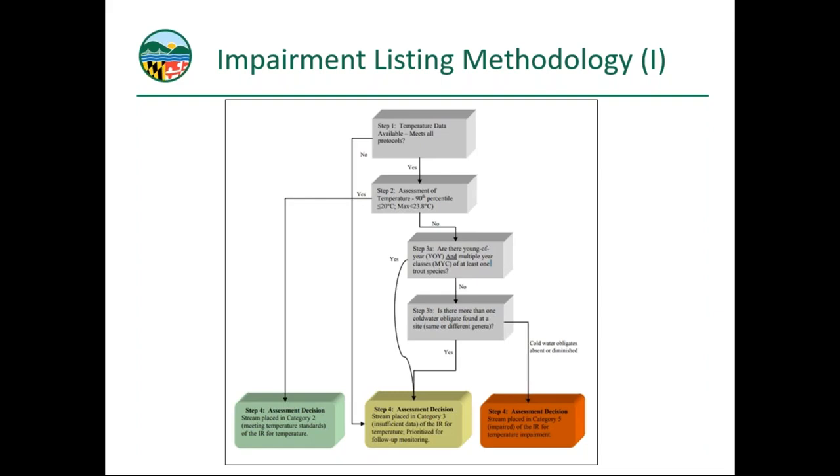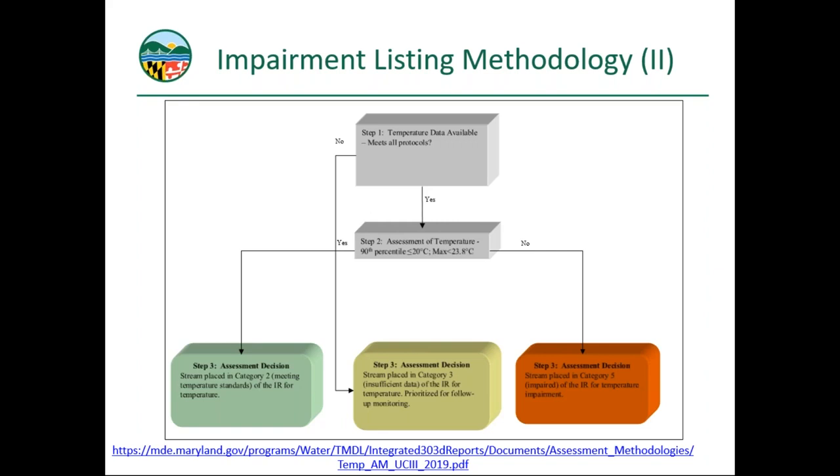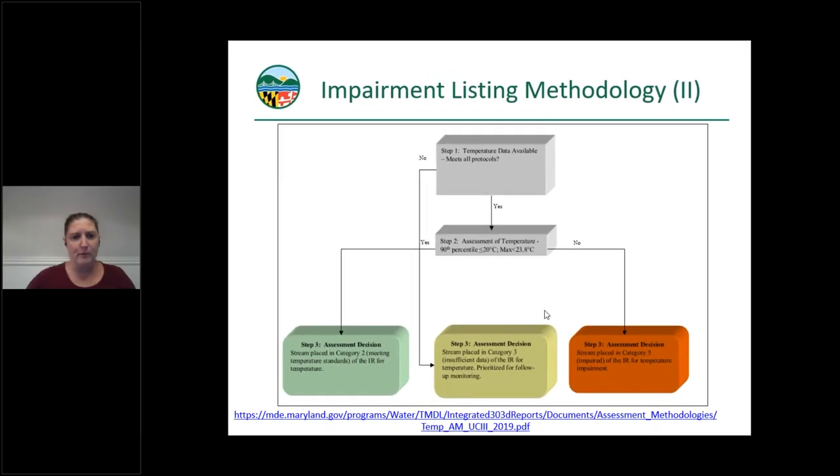Sometime later, the EPA told us that this was not consistent with what they call independent applicability, so we moved to impairment listing methodology 2. Basically, if it's not meeting the temperature criteria, which we use as the 90th percentile less than 20 degrees C, then it had to be listed as impaired. And I've put the link at the bottom to that listing methodology.